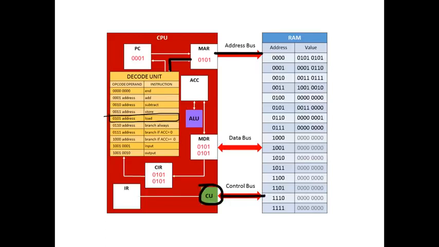So here is address 0101 in the RAM, and that is going to be sent down the data bus. Notice how the memory data register now contains the value that was in RAM, ready to be passed to the accumulator. And here the value is now in the accumulator, and we're ready to fetch the next instruction.